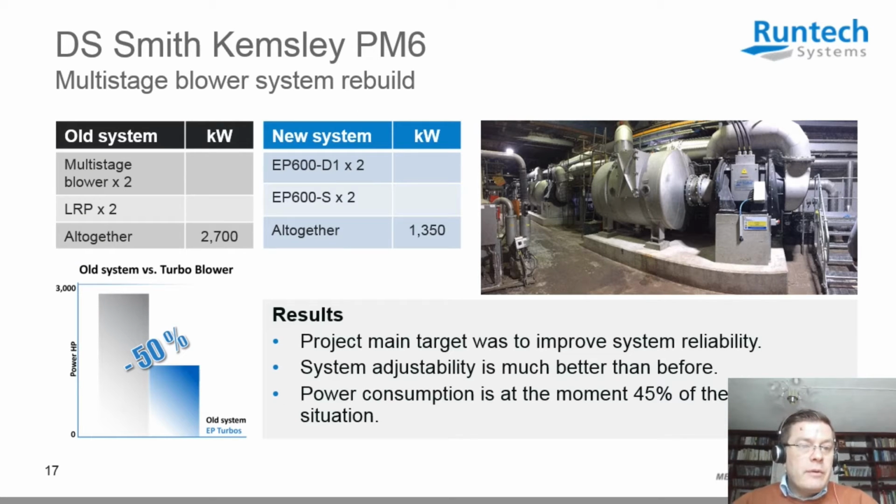Full vacuum system rebuilt in UK. 2 old constant speed multi-stage blowers replaced with 4 turbo blowers. Better flexibility to changing process conditions. Savings around 50% in electricity. No water saving as the old system was a dry system as well, with turbo blowers.